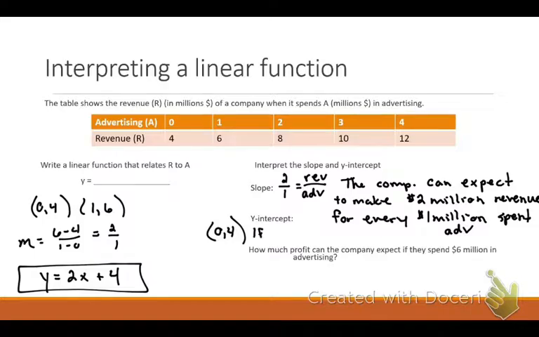Okay, so if the company doesn't advertise at all, spends nothing on advertising, how much revenue can they expect? They can expect 4 million in revenue. I don't have enough room to write it, but that's what you would write on your test tomorrow. If the company spends nothing on advertising, they can expect 4 million in revenue. How could they still make money if they're not advertising?